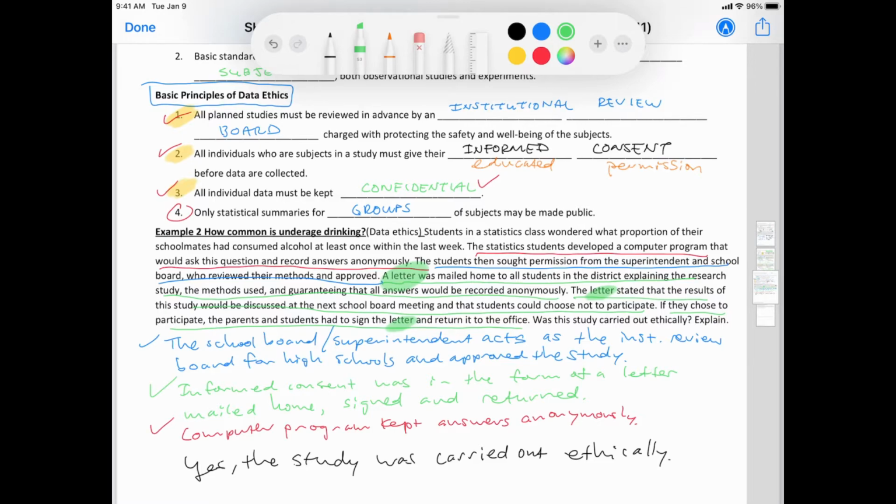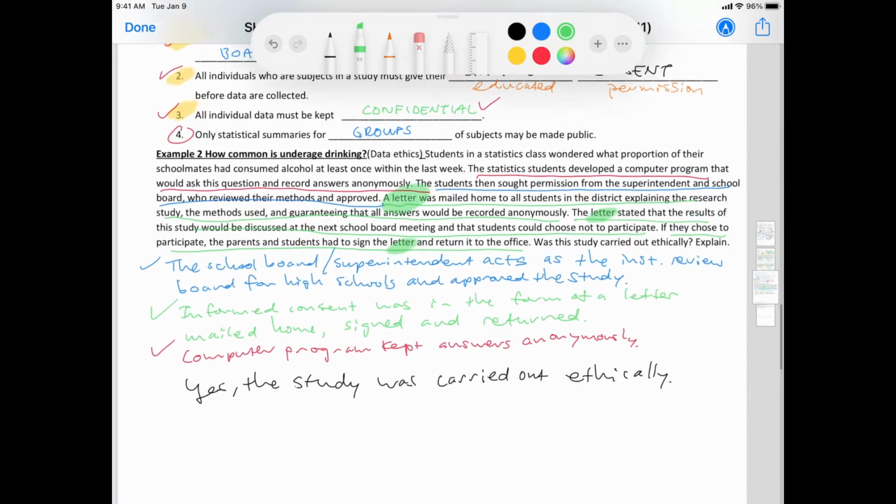And the last one is individual data kept confidential. It is, because remember in red there, the computer program they created kept answers anonymously. So yes, the study was carried out ethically.